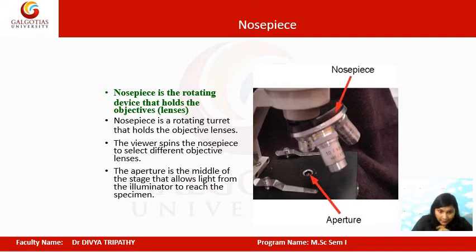The aperture in the middle of the stage allows light from the illuminator to reach the specimen. This is the aperture. This is actually the place from where the light enters to the object, and then after that the light rays will enter the objective lenses.